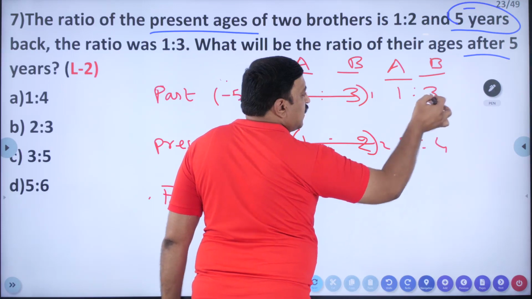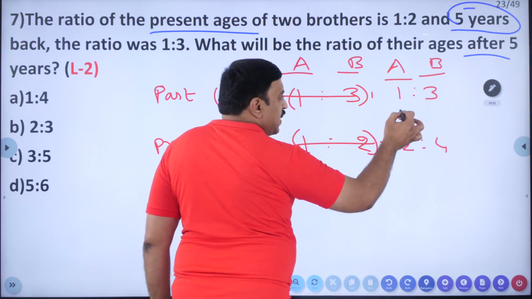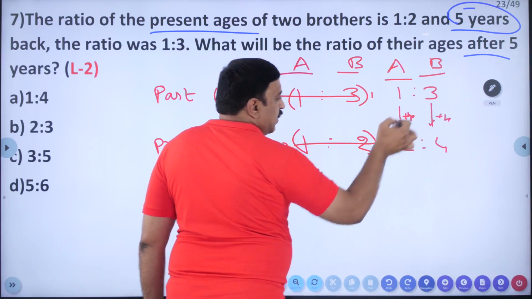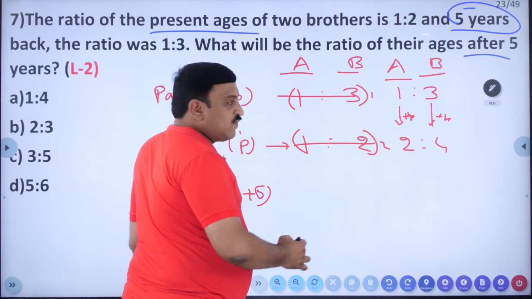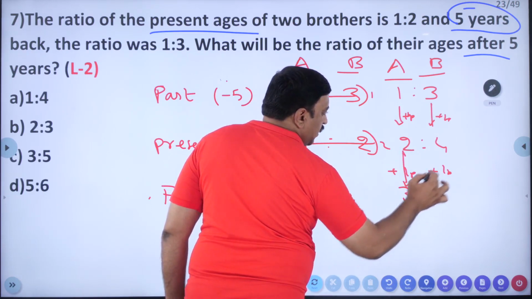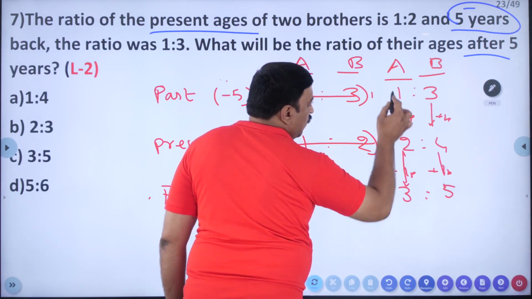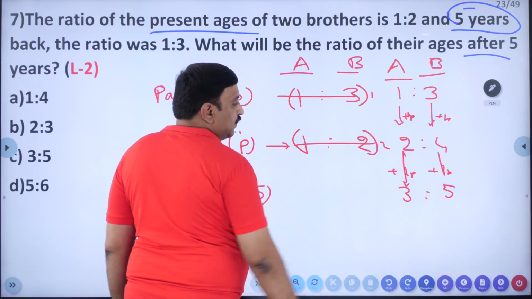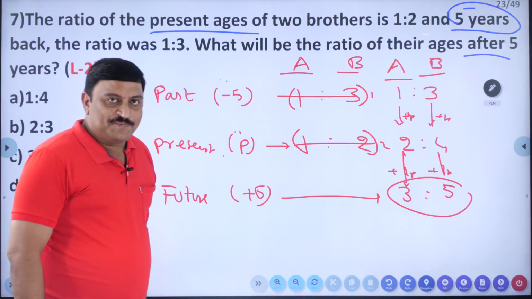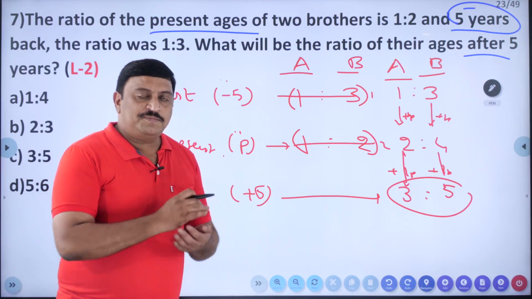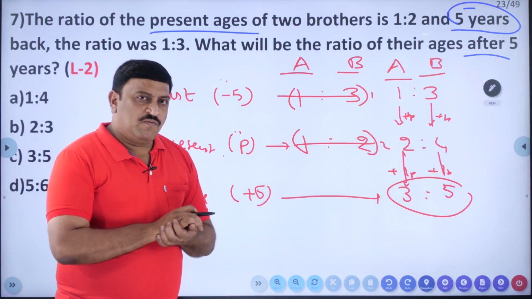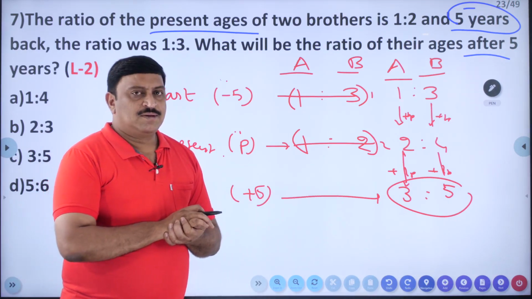1:3, 2:4. One part added. The same way, since one part added here, one part is also added here. Definitely here also, again, to go to after 5 years, it is one part added. So 2 plus 1, that is 3. 4 plus 1, that is 5. That is 3:5. So your answer is 3:5. Understood?